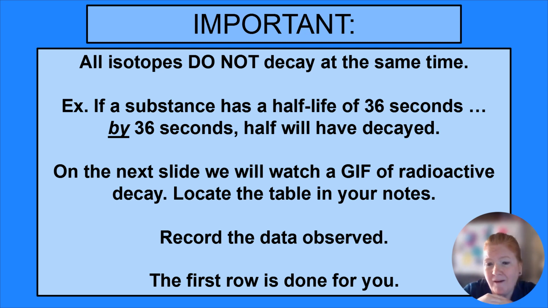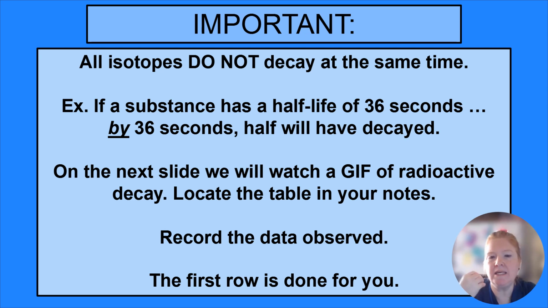Important. All of the isotopes that are decaying do not literally decay at the same time. So if the half-life is 5 minutes, it's not that all of it is there, and then all of a sudden at 5 minutes, half is left, okay? It is decaying slowly so that by the time we get to the half-life, half of it has decayed, okay?